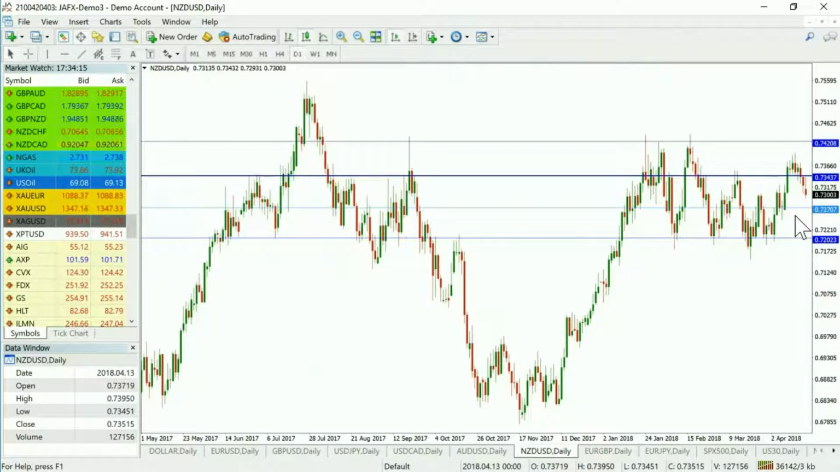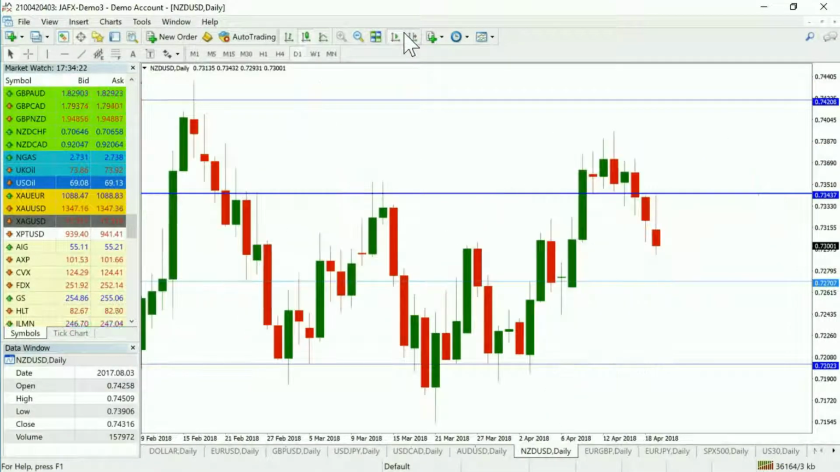As you can see currently on screen. So we do expect this price to push lower, but it is doing it in a very, very choppy fashion. So do bear that in mind if you decide to trade the New Zealand dollar.